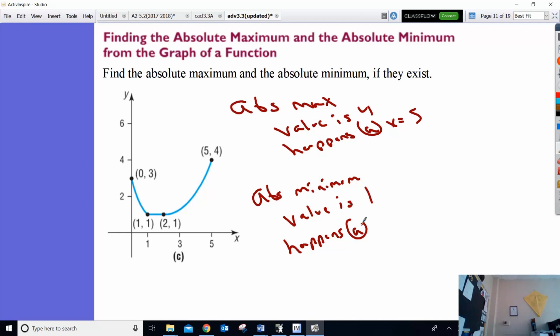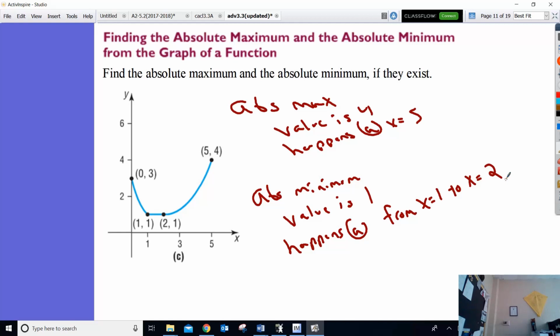Come on, kids, use intervals. It happens over a range, doesn't it? What's the range where this value is achieved? What's the left x value? What's the right x value? 2. So it happens, I'll write it in words, from x equals 1 to x equals 2. But write that out as an interval. What's that look like as an interval?